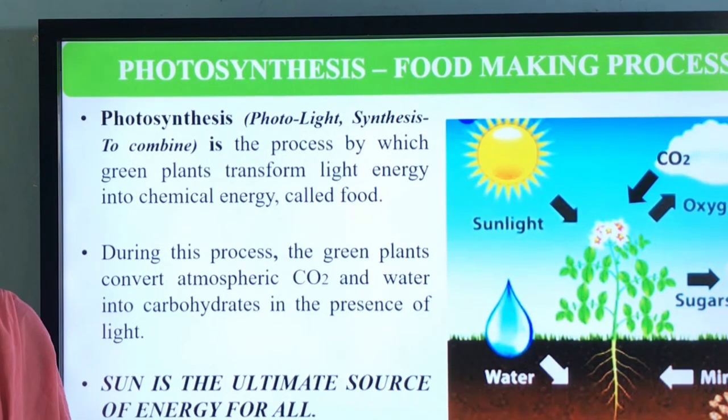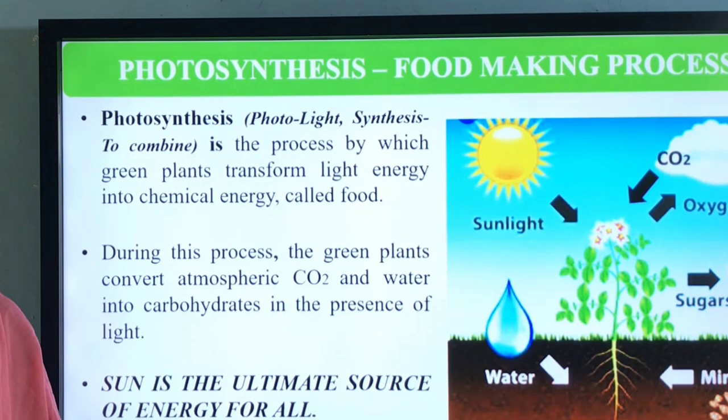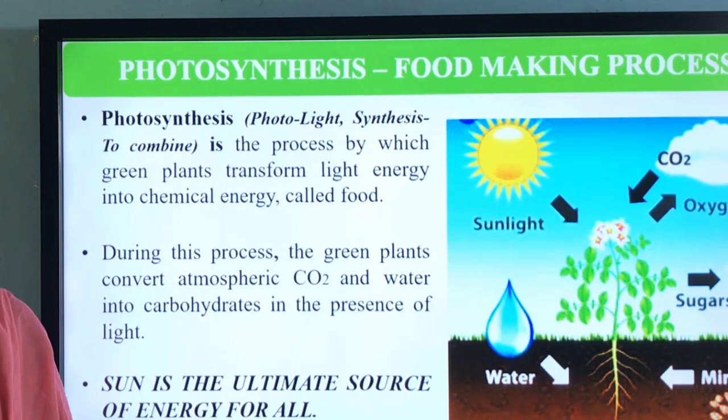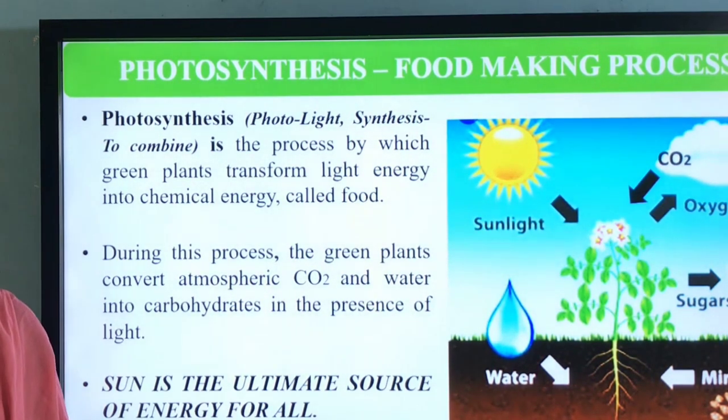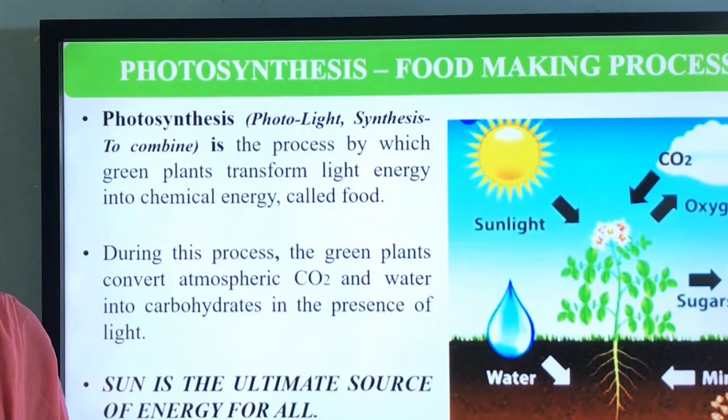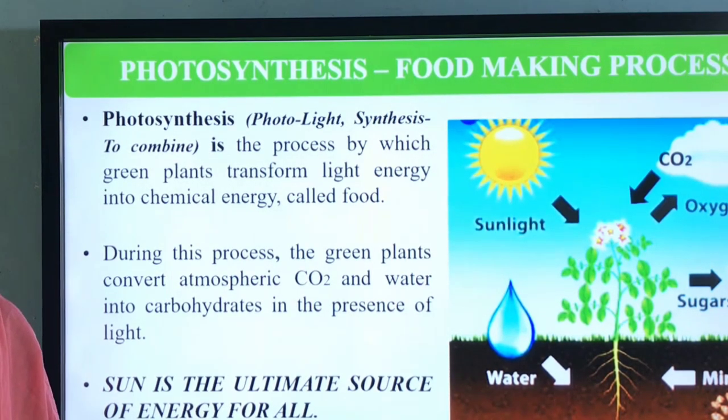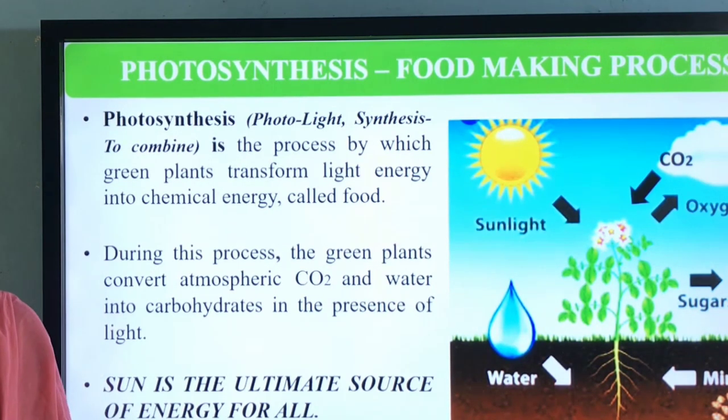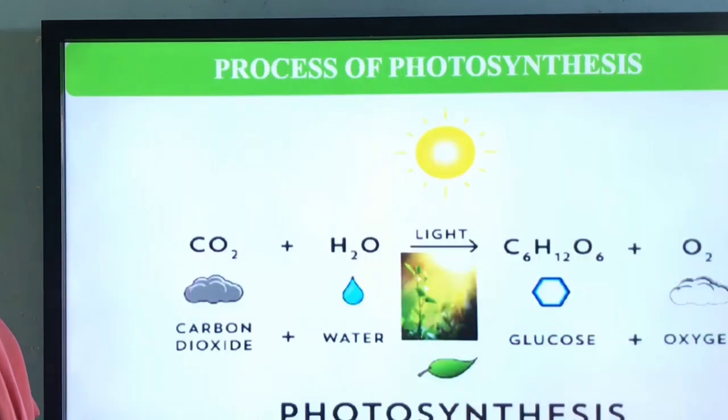So, without sunlight, no plants can do the photosynthesis process. Without the photosynthesis process, the plant cannot prepare their food. So, all the animals, that is heterotrophs, which depend on the autotrophs, cannot survive on the earth. So, here the sun is the ultimate source of energy for all the living organisms.